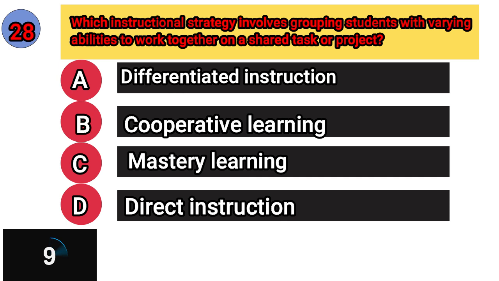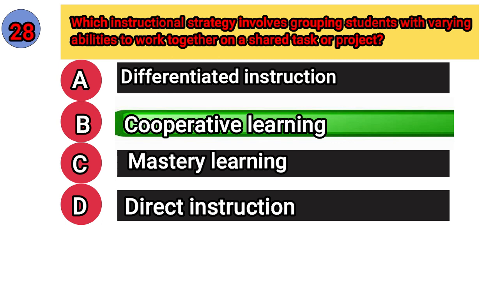Which instructional strategy involves grouping students with varying abilities to work together on a shared task or project? Differentiated instruction, cooperative learning, mastery learning, direct instruction, and the correct option is option B, cooperative learning.